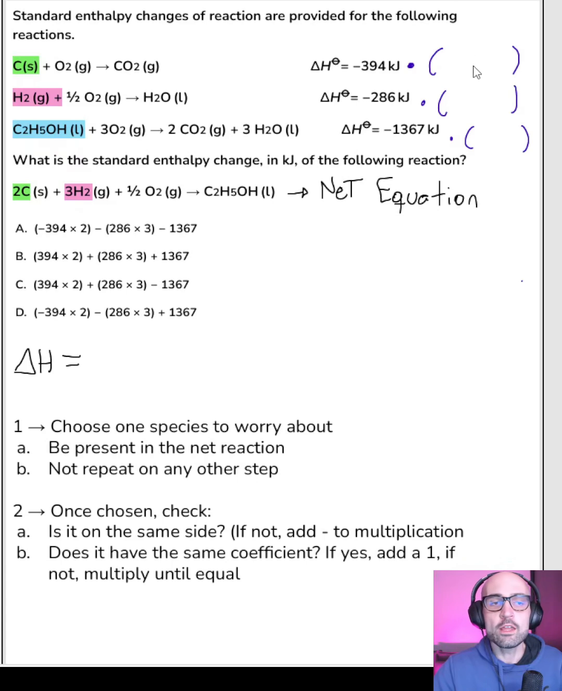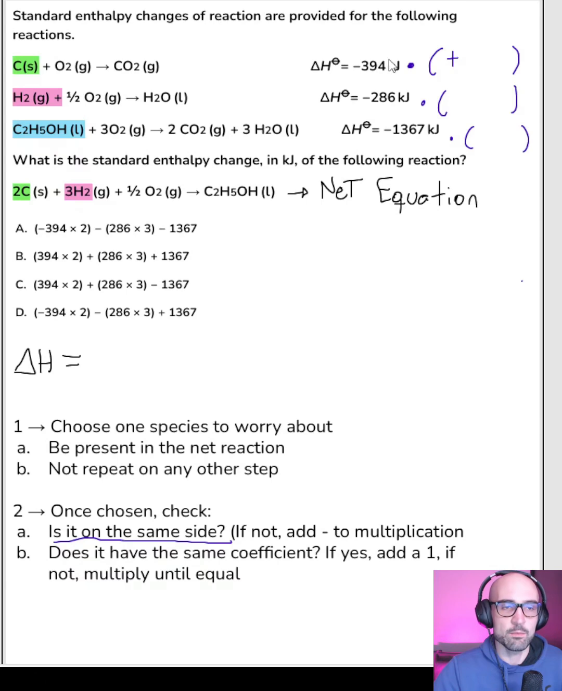Now, for the parentheses, let's start populating them like such, okay? So let's decide what sign they're going to have, positive or negative. How do you decide that? You have to ask yourself, is the species that you pick on the same side as the net equation? So for example, carbon is a reactant on the step, and it is also a reactant on the net equation. It doesn't matter. We're going to worry about the coefficient later. All that matters is they have to be on the same side, both in the step and in the net. So in this case, they are on the same side. They are both reactants. So we're going to add a positive sign to our multiplication here, okay?